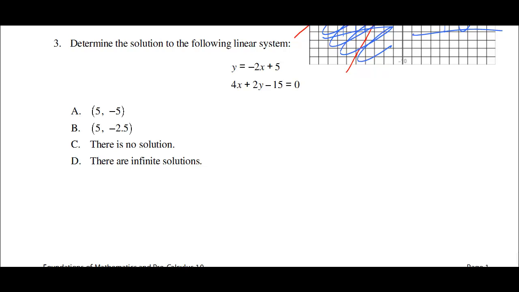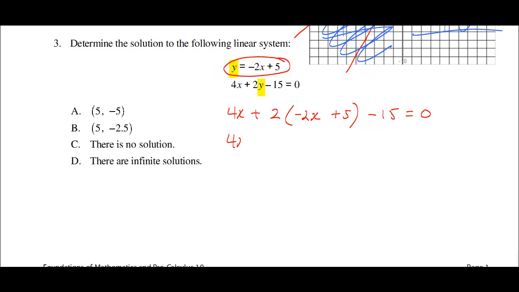You can solve this by graphing, elimination, substitution. I'm going to solve it by using substitution. Why am I going to do that? I'm going to do that because I see that the y is already isolated right here. So everywhere I see a y in the second equation, I'm going to substitute that information. So I will take 4x plus 2 all multiplied by my equation, which will be negative 2x plus 5, like so. And we will subtract 15, and that's equal to 0.